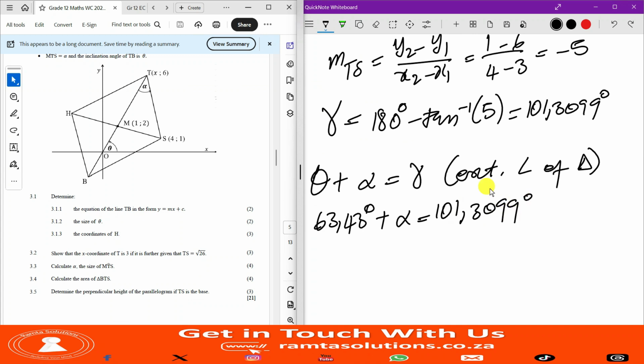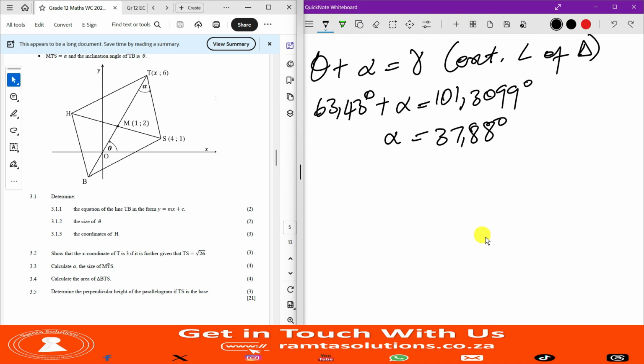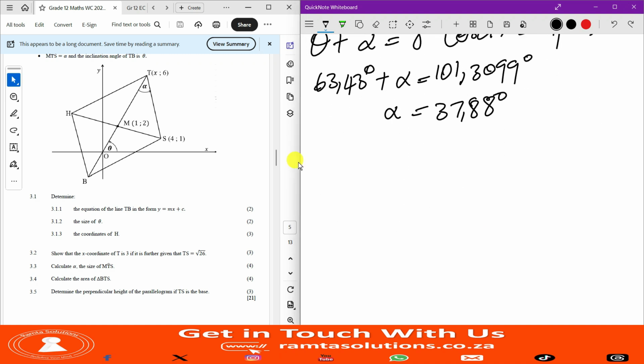101.3099 degrees. Okay? So this minus 63.43, what is it? It is 37.88. So the alpha, which is angle MTS, is 37.88 degrees. All right? 37.88 degrees. Because this is our final answer, I rounded it off to 2 decimal places. Okay? Perfect.